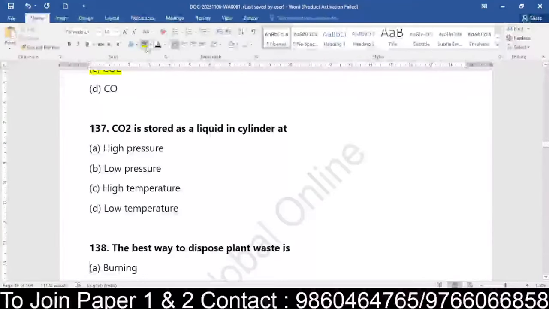137. CO2 is stored as a liquid in a cylinder at what? So when we talk about CO2, CO2 is stored as a liquid in the cylinder in the form of high pressure, low pressure, high temperature or low temperature. So CO2, which is stored in a cylinder as a liquid, it's basically for what?